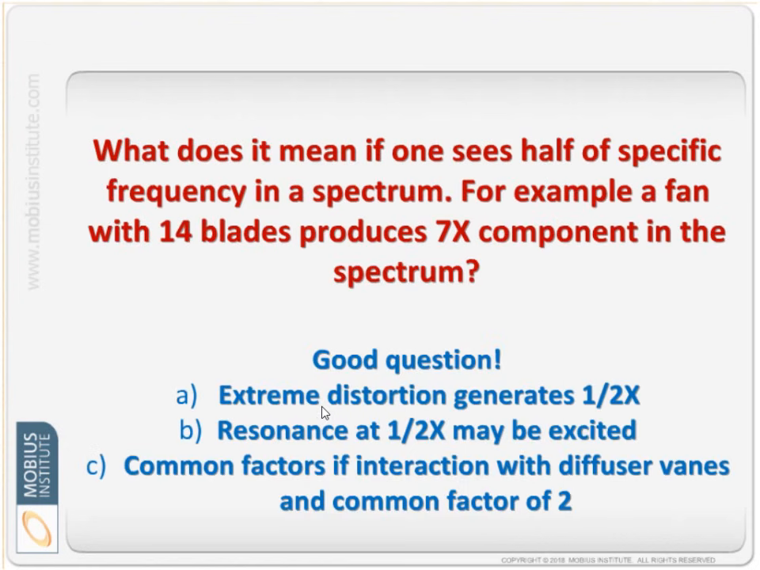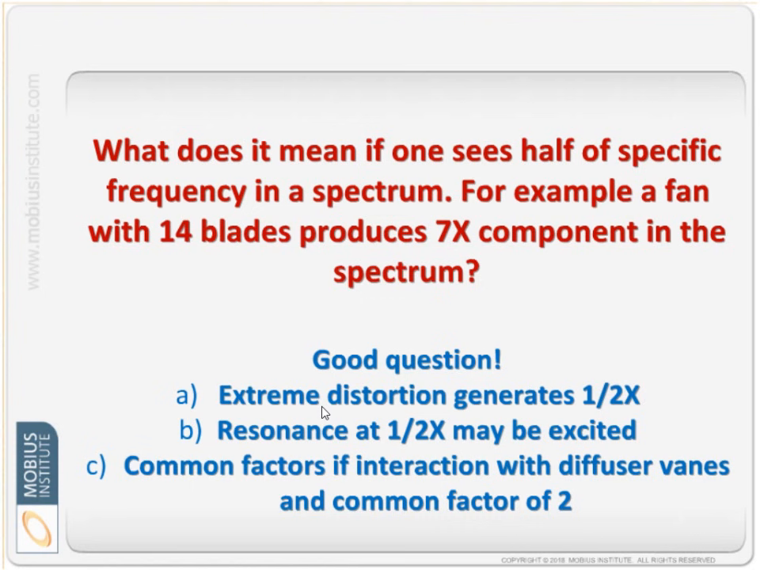Another question. What does it mean if one sees half of a specific frequency in a spectrum? For example, a fan has 14 blades but produces 7x. That's a really good question, and it's probably a bit more advanced. It's not one that I've got a really easy answer for.